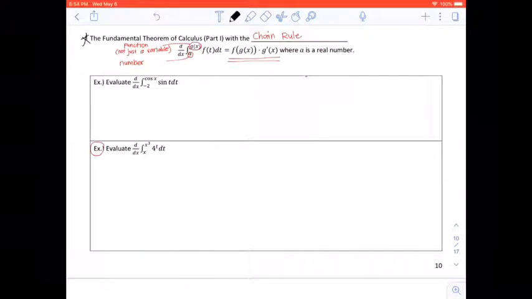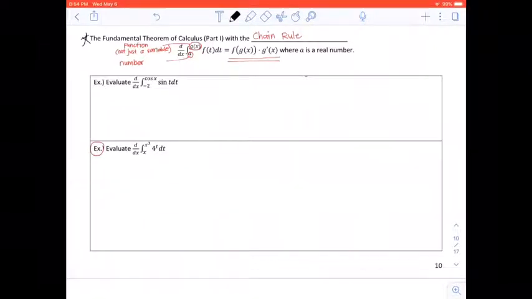So first of all, we have the derivative of the integral from a to g of x. A is still a number, but this time you'll notice instead of x as your upper limit of integration, it's written as a function, so g of x. So it's not just a variable. And of f of t dt is equal to, if you notice, the first thing you have is f of g of x, substituting that value, times the derivative of g of x, where a is a real number.